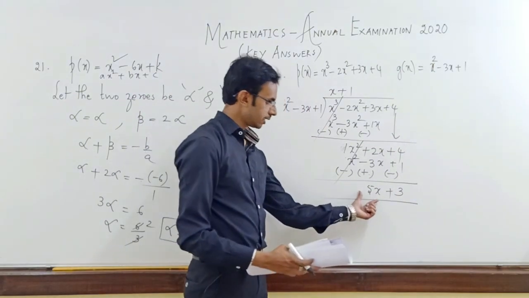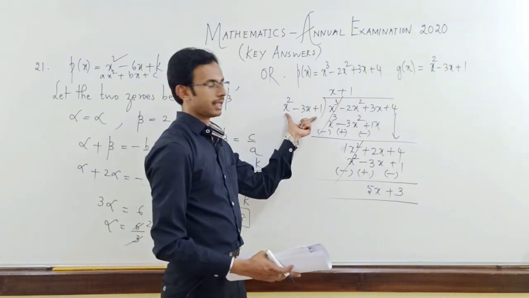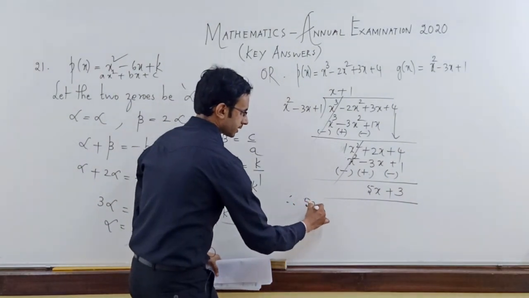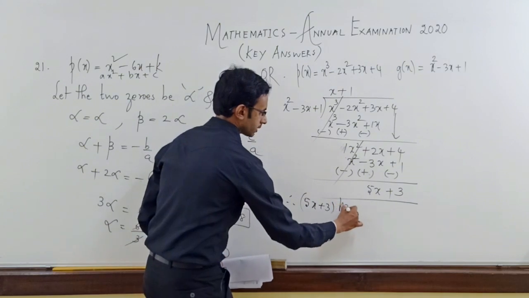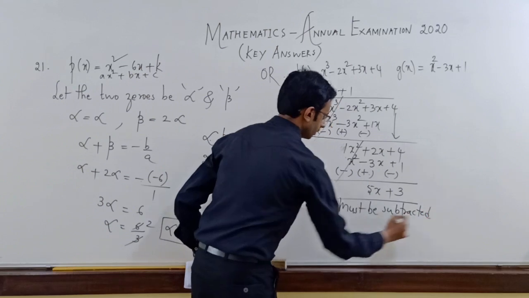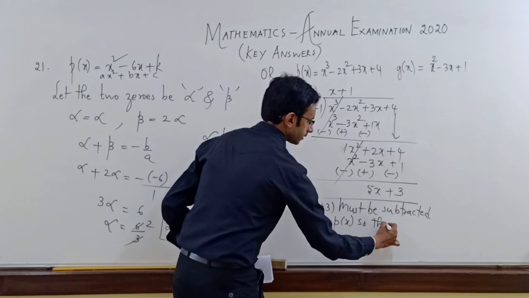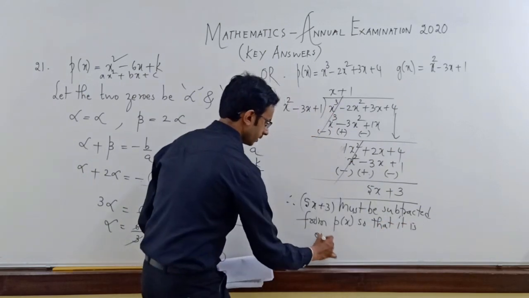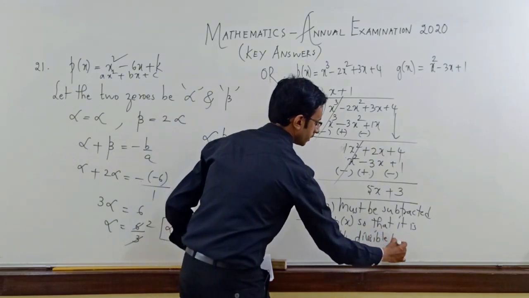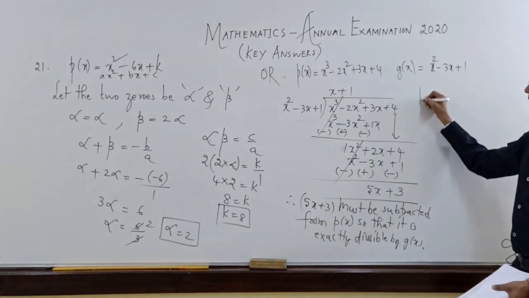So this is the least degree polynomial that has to be subtracted from this polynomial so that this is exactly divisible by x square minus 3x plus 1. What you should write is: 5x plus 3 must be subtracted from p of x so that it is exactly divisible by g of x. So this we came to know because we already know this relationship.